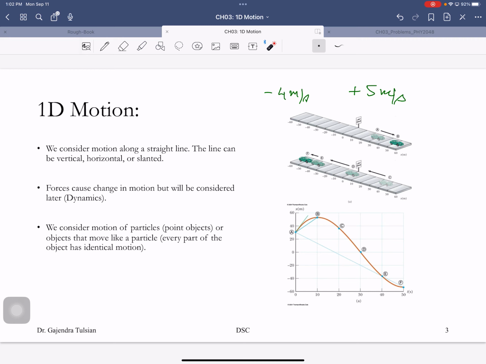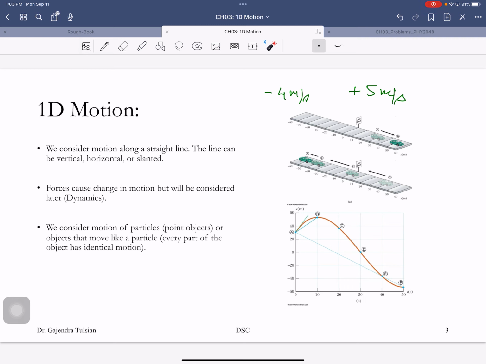Here's another thing that we didn't mention. Okay, so we will be looking at this car moving like that. Now, what we didn't say is we'll treat these objects as a point object. Okay, what does that mean? We can treat this object as a point object only when every point on the object is moving with the same velocity. What that means is the car is not spinning.